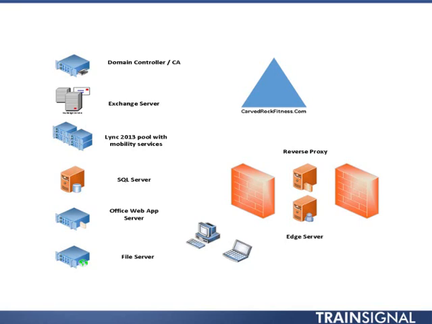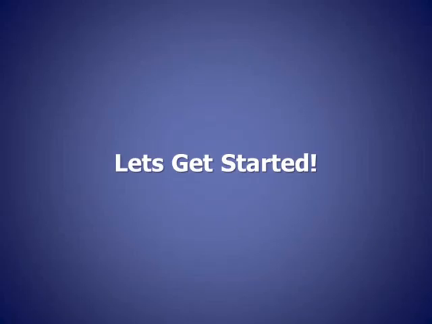Over to the right, you can see that I have a reverse proxy server, and I also have an Edge server out in my DMZ. These are going to be used for setting up connectivity out onto the internet, for public instant messaging, and it's also going to support federation relationships and external users, as well as allowing users to join into our conferences from the internet. That's the end of our introduction, so let's get started.